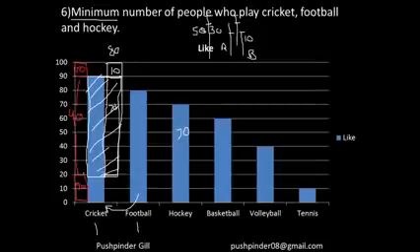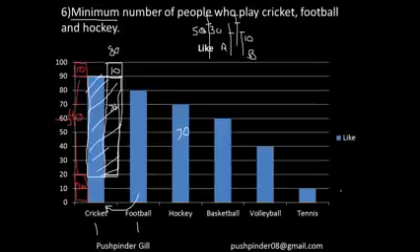So that means the minimum number of people who play cricket, football and hockey are 40 people. The 40 people are the people who play cricket, football and hockey, I'm sorry, right? So this is the way you should do this question. This gives you the answer in a very efficient manner, rather than trying to build up equations and trying to solve that way. Believe me, that will be very difficult to solve, right?